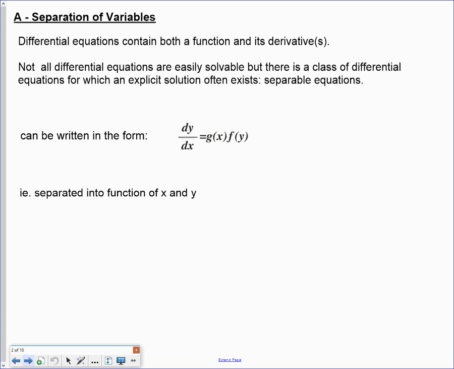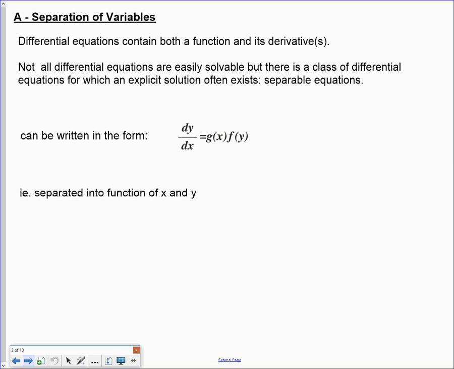Well, a differential equation is just an equation that contains both a function and the derivatives of that function. So if our function is y is a function of x, the differential equation will contain both y and y prime, or y double prime, or something like that. And in order to solve a differential equation, what you're trying to do is find an expression for that original function, y is a function of x.